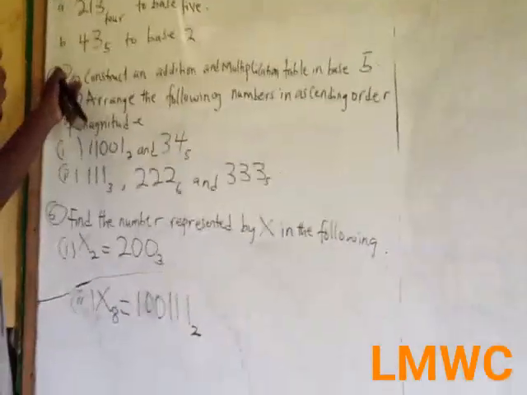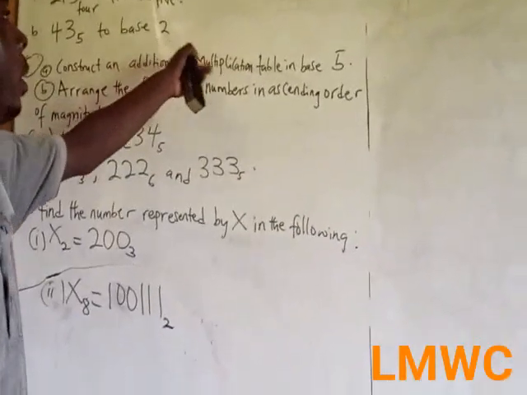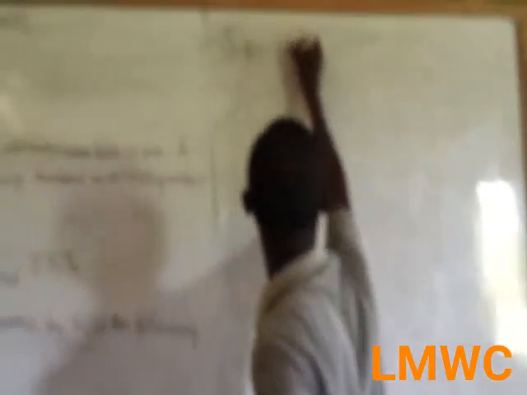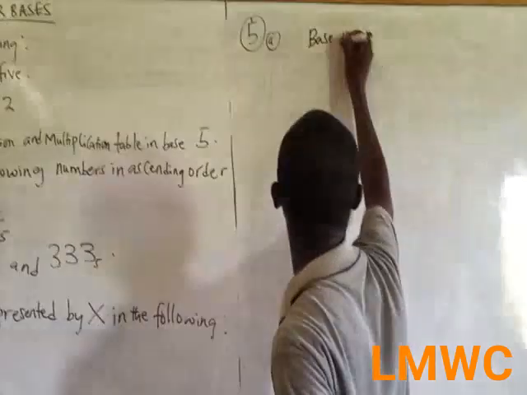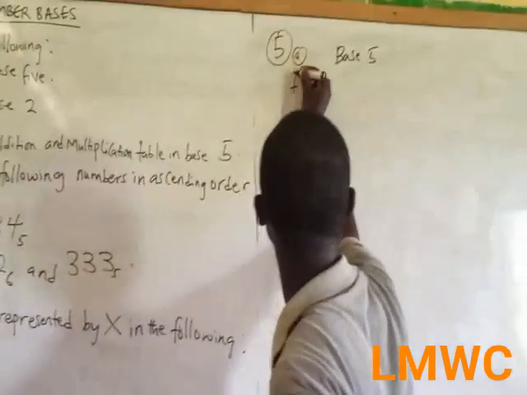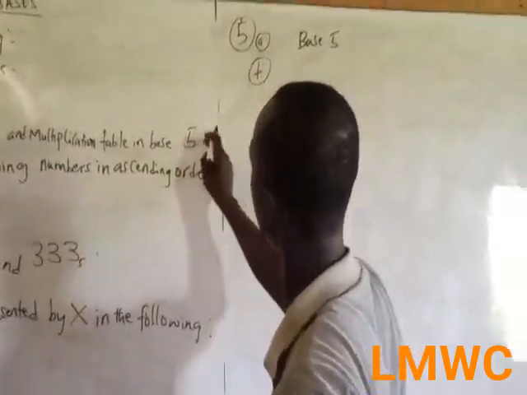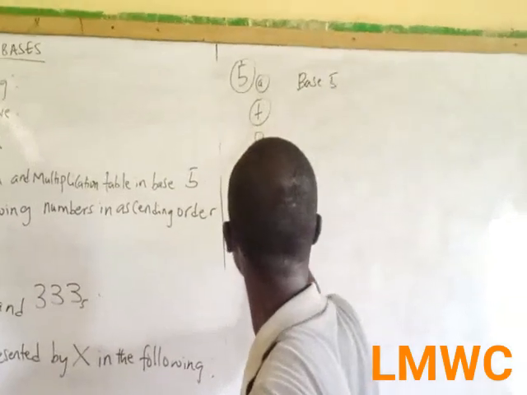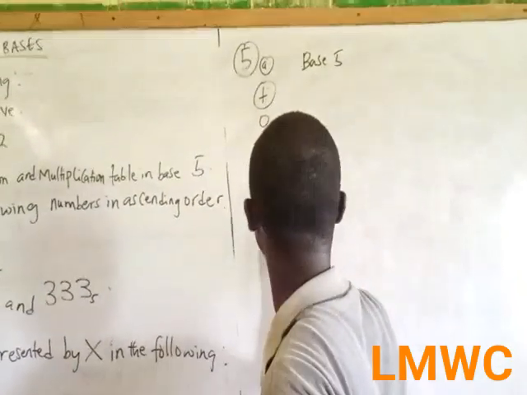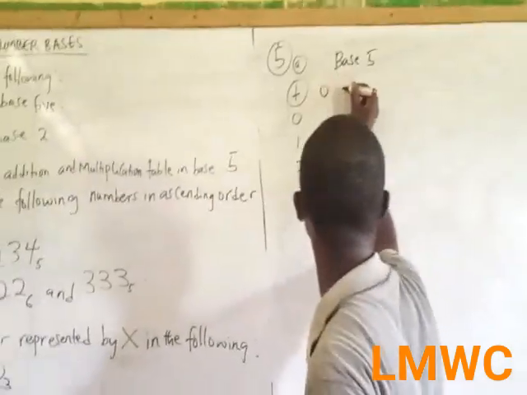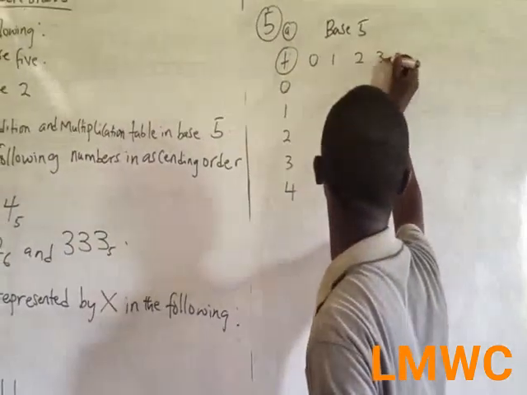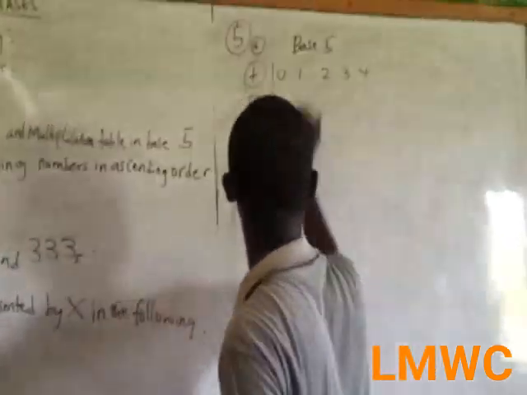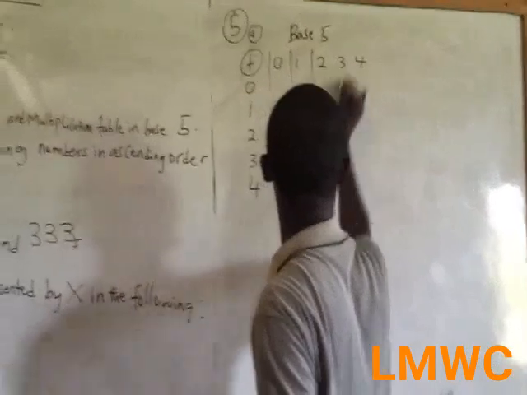That's our final answer. 5a, construct an addition and multiplication table in base 5. So base 5, addition and multiplication. So this is our addition. So in base 5, you start from 0, 1, 2, 3, and end at 4. So 0, 1, 2, 3, 4. So that's our addition table.